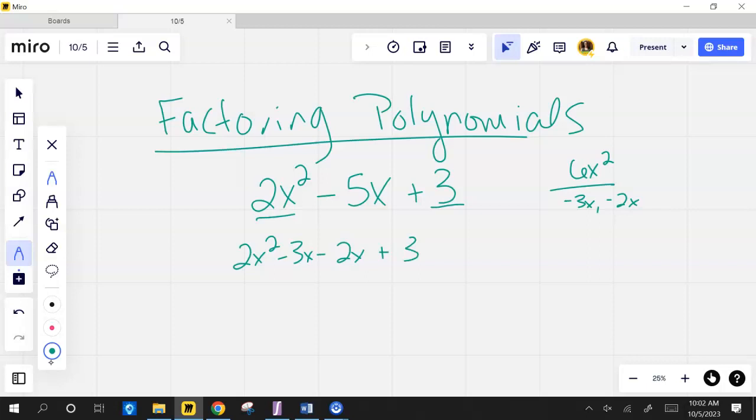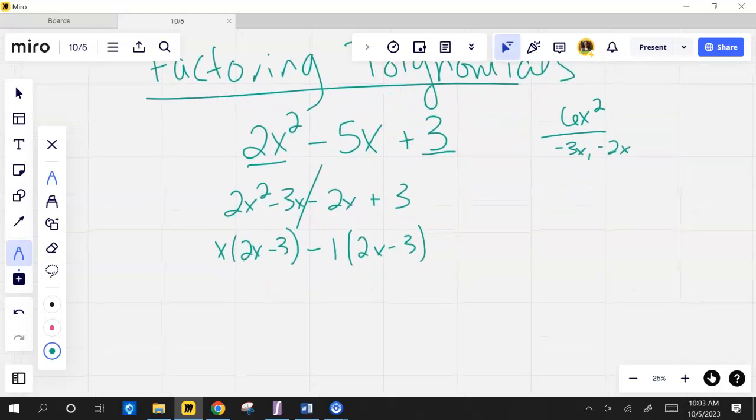And now what do I do? You slash it. That's exactly right. Slice, slash, whatever. Get close to Halloween, we'll slice it. You can take out x, and what's left? 2x minus 3. And then what can I take out of the last two? Nothing. So I just hold the place with a 1, right? And because that middle sign is subtraction, I changed the last sign. So 2x minus 3. Now finish it up.